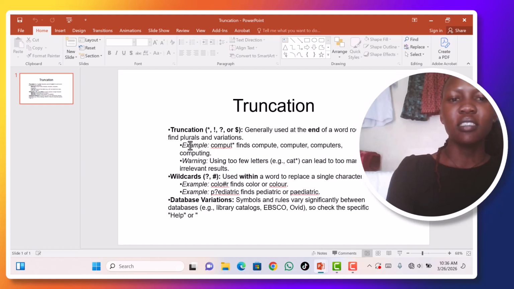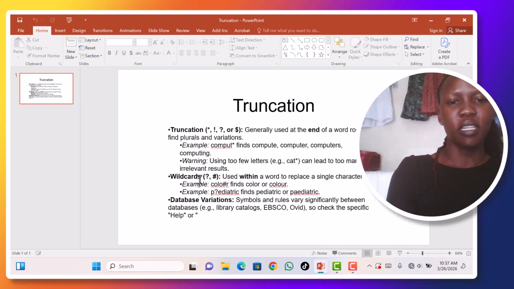This is a truncation. You truncate it, you put the star, you just truncated it, but this star here just stands for letters that you're unable to see but can form other meaningful words. We have a warning. Using too few letters, for example, cat star, can lead to too many irrelevant results. I think you've got that.